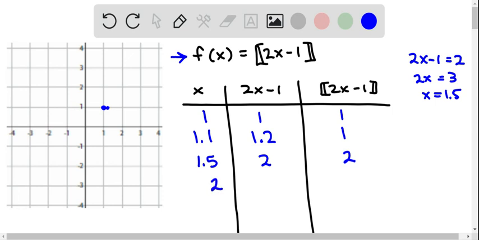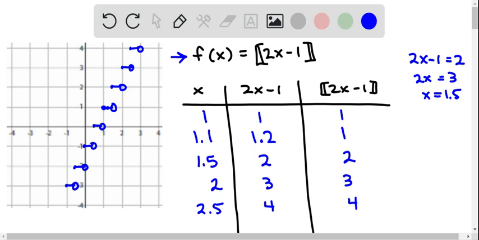What happens when we get to 2? 2 times 2 minus 1 is 3, and the greatest integer of that is 3. What happens when we get to 2.5? 2 times 2.5 is 5, minus 1 is 4, and the greatest integer of that is 4. So it's looking like every half unit we're going to be going up to the next step. So we have little half-length steps here. And if you did the previous problem, this should remind you of the previous problem. It's just shifted a little bit over.